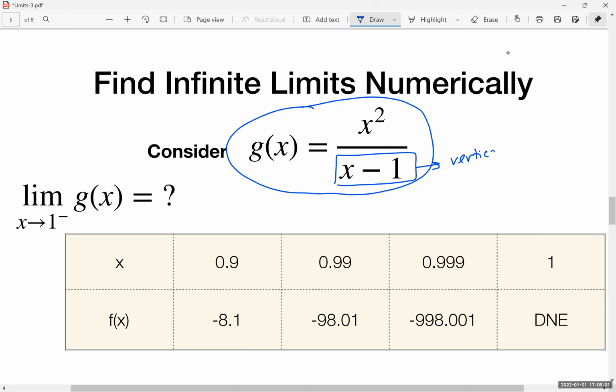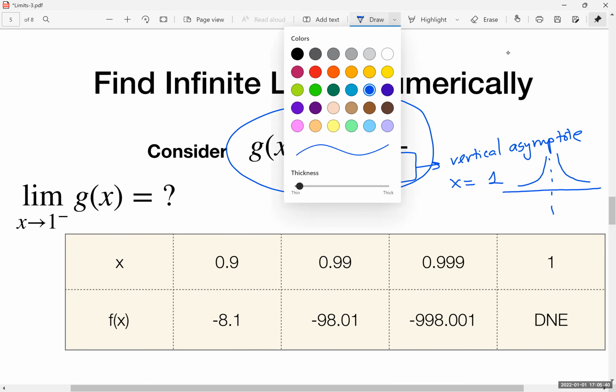The vertical asymptote of this function is x equals 1, because when x equals 1, the function is undefined. So it has a vertical asymptote at x equals 1. And as a reminder, at vertical asymptotes, the limits of the function will either go up to positive infinity or down to negative infinity. In some cases, both sides of a function can either go up to positive infinity or down to negative infinity.